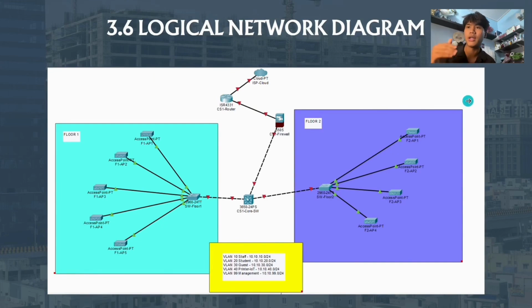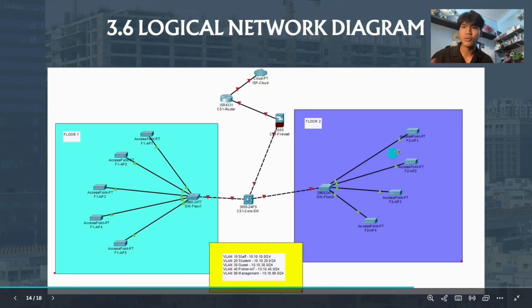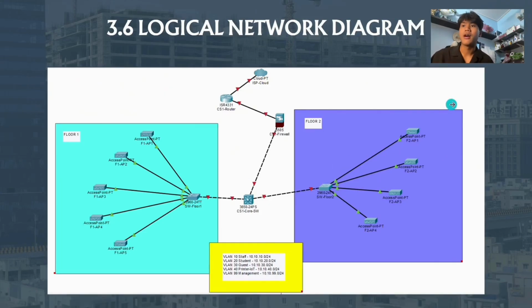Okay, now this is our logical network diagram. Internet access comes through the ISP. It enters via the Cisco ISR 4331 router for LAN and WAN routing and NAT, and passes through the ASA firewall for stateful packet inspection before reaching the internal LAN. At the core, a multilayer switch handles all the inter-VLAN routing and acts as the default gateway. Each floor has its own switch with PoE connected to the access points. Then we are segmenting traffic into 5 VLANs: staff, student, guest, printer, and management. For example, guest traffic stays completely isolated from the internal campus LAN.